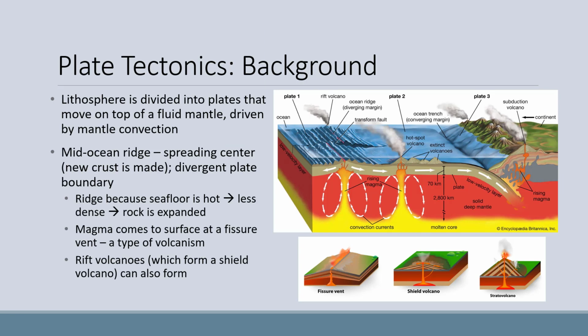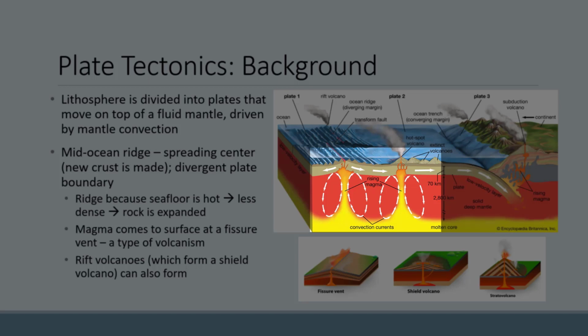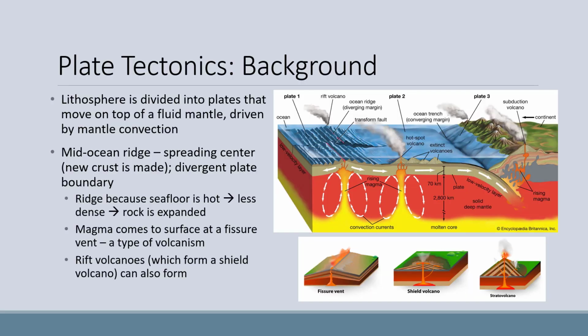The lithosphere, which is the cool, rocky outer part of the Earth, is divided into plates that move on top of the fluid mantle, driven by mantle convection. You can see mantle convection currents on the right, visualized by the white circular arrangement of arrows. In some areas of the ocean, there are mid-ocean ridges, which are spreading centers where new crust is made. This is also known as a divergent plate boundary, an area where two different lithospheric plates move away from one another and magma seeps to the surface in the crack that is formed and makes new oceanic crust.